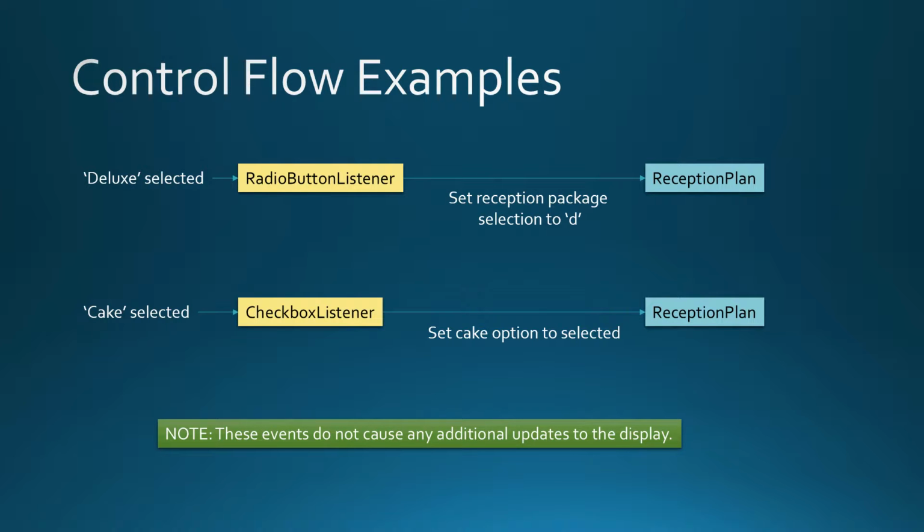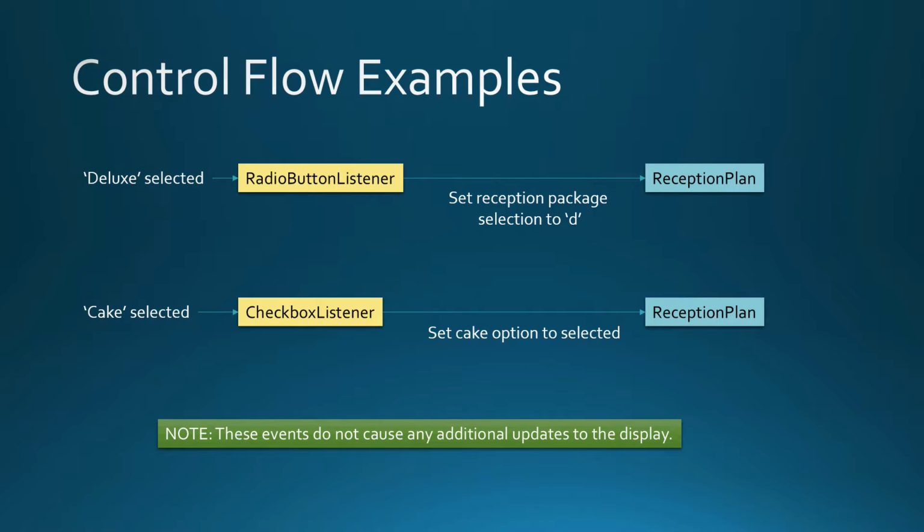Similarly, for the middle panel, which is the reception options panel, it consists of a number of checkboxes. So if the user selects the cake checkbox, that's going to generate an event that is captured by the checkbox listener. That's an item listener. And it's going to request the reception plan, the model, to set the cake option to selected.